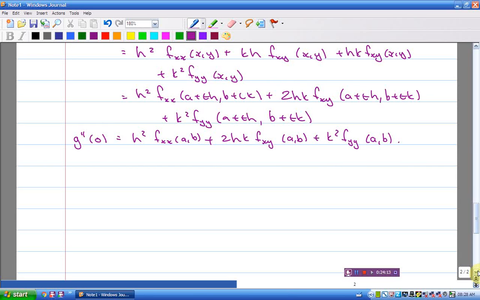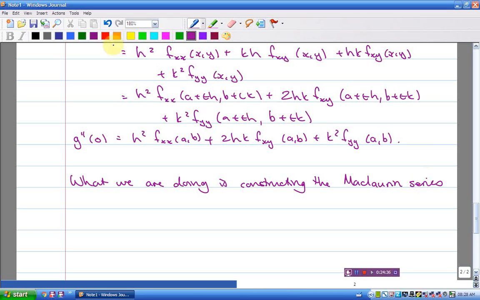Okay, all right. So what we are doing here is constructing, okay, I'm going to use a word I haven't used yet, but I'll describe it. The Maclaurin series. What's Maclaurin series? Maclaurin series is Taylor series where we've set the point of tangency to 0. It gets a special name.